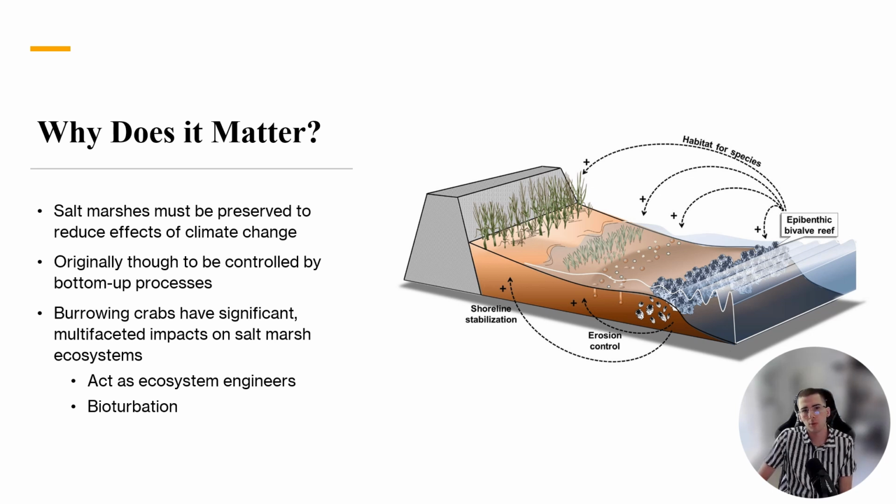This research is important because salt marshes were previously believed to be controlled exclusively by bottom-up processes occurring within the soil, and I'm going to show you guys how these ecosystems are heavily influenced by top-down regulators such as burrowing marsh crabs, who have significant multifaceted impacts on salt marsh ecosystems when they modify their environment through a process called bioturbation, where they excavate and disturb soils to varying degrees, causing varying effects.